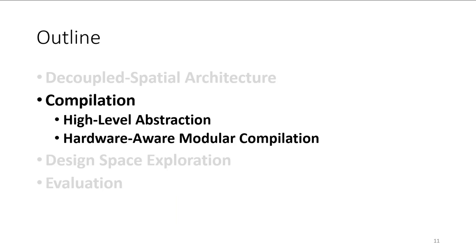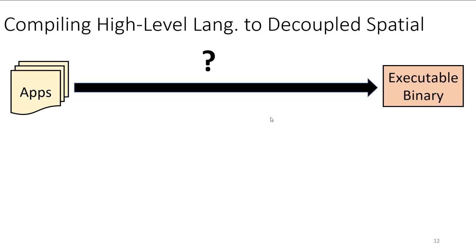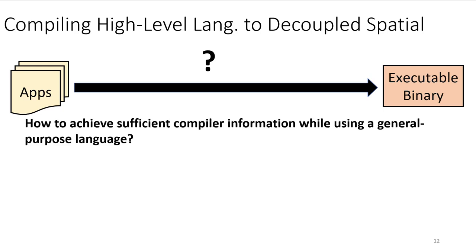In this section, I will mainly explain how we come up with a unified high-level abstraction and how the compiler supports the diverse underlying hardware features. We have a wide design space, so our programming language should also be generic enough, which means a domain-specific language like Halide, TensorFlow, and TVM does not suffice. Instead, we adopt C. The key challenge here of using C is how to have sufficient information while using a general-purpose language targeting a decoupled spatial architecture.